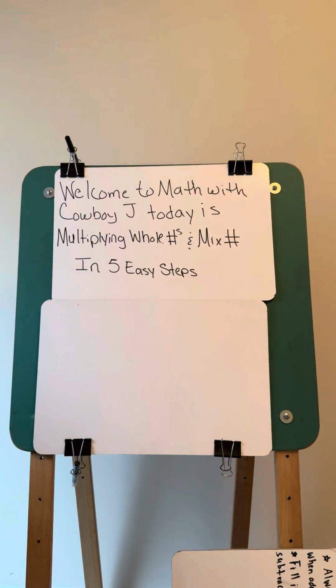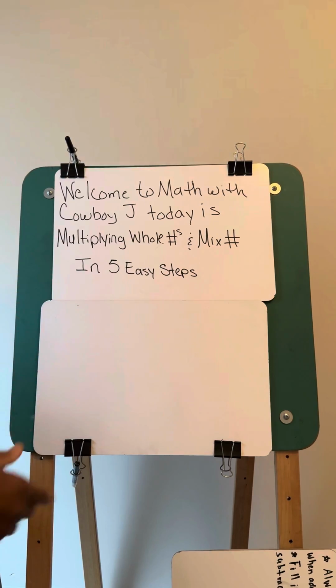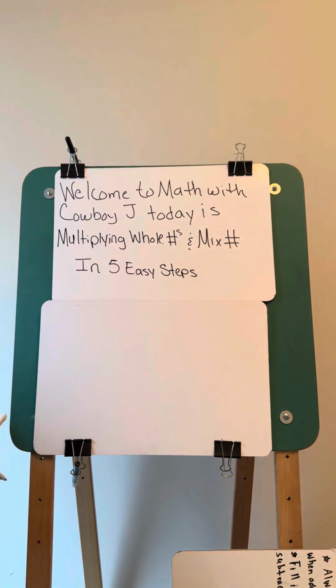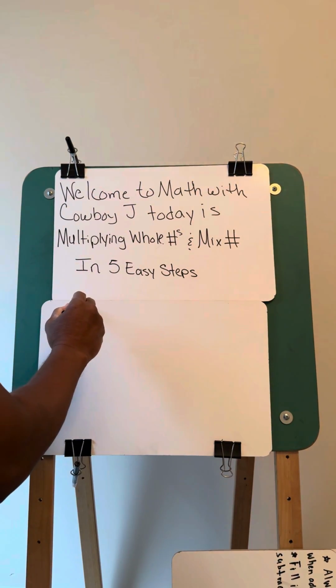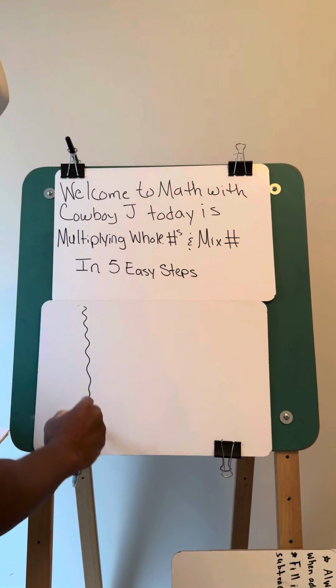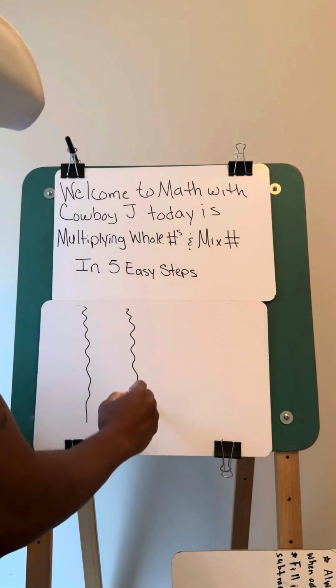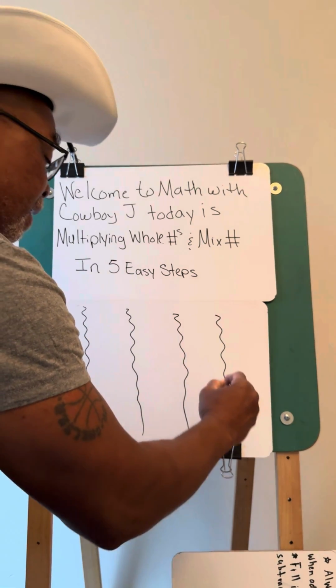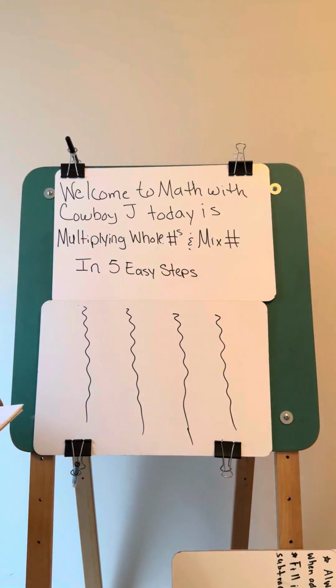Today is multiplying whole numbers and a mixed number in 5 easy steps. We're going to set my board up into fifths. So 1, 2, 3, 4. Let's see how this works.